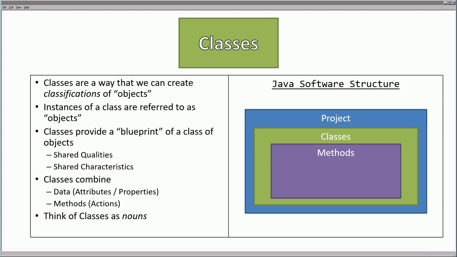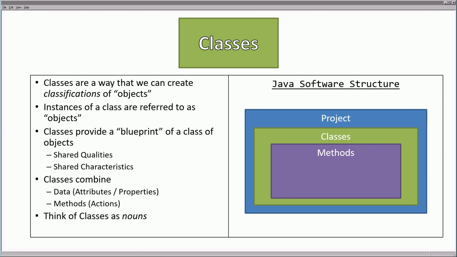Classes are a way that we can create classifications of objects. Instances of a class are referred to as an object. The terms classes and objects are generally interchanged, but the way to always think about it is an object is an instance of a class. Classes provide a blueprint of a class of objects. Now, these refer to the shared qualities and characteristics of a given class of objects.